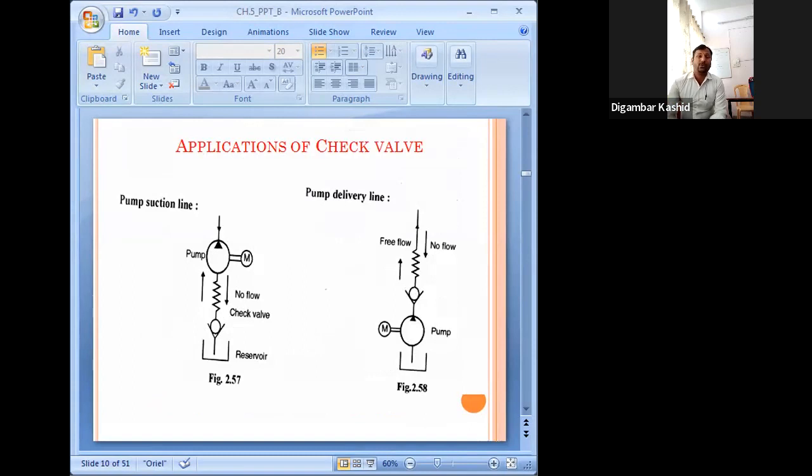Now you can see here I have shown some applications of the check valve. So the pump suction line. At the end of the suction line, at the strainer, here a check valve is there because we don't need to allow the flow to pass in the reverse direction after stopping the pump. So for that purpose the check valve is used here. No flow from the pump to your reservoir. See. And for the pump delivery also a check valve is used, but after the pump you can see the position or location of the check valve.